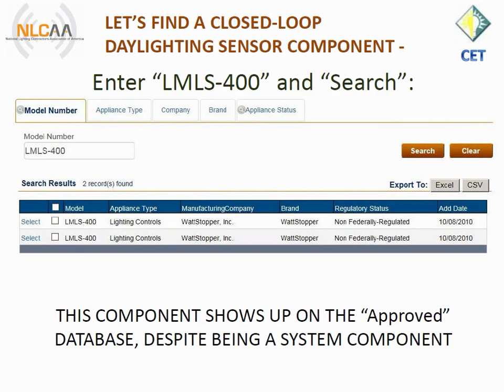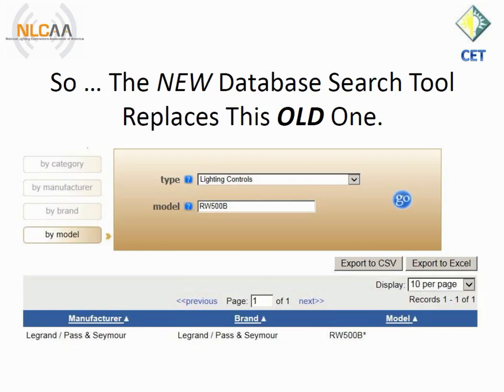Now, we can go back and start over again, and I'm going to put in a component of a daylighting system, and this one comes up in the approved database versus the archived database. So there is quite a bit of difference now in searching the database to see if something's been certified to the Commission, because there's two databases. So if you don't find it on the first one, go and look at the second one. So the new database search tool replaces this old one.